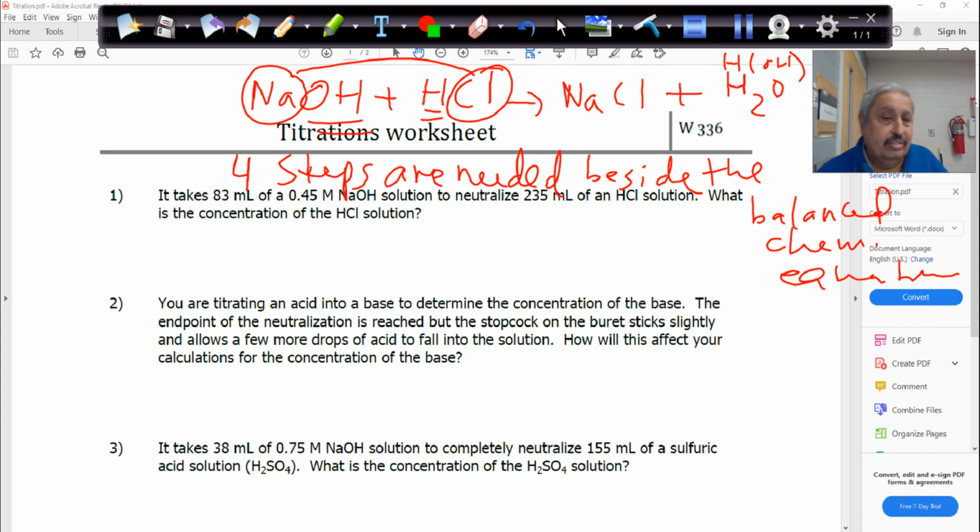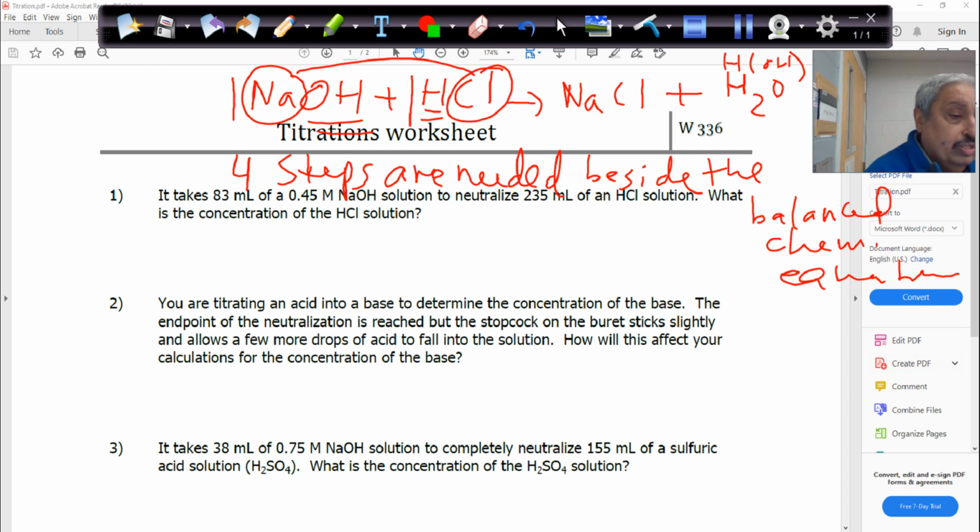So that's balanced, and this is because it's 1 mole of sodium hydroxide base to 1 mole of hydrochloric acid. Okay, so 1 to 1 mole, which is very important. So if it takes 83 milliliters of 0.45 molar sodium hydroxide solution, that's what you read from the burette. You read 83 mL, for example, to neutralize 235 milliliters of an HCl solution. What is the concentration of HCl?